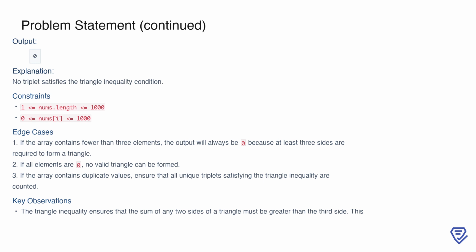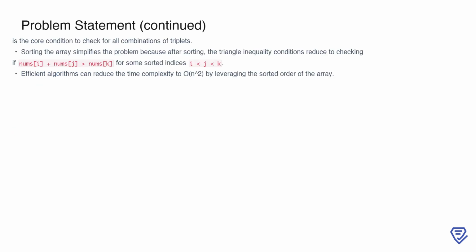Beyond examples, we also need to consider constraints and edge cases for this problem. The constraints for this problem are as follows. The length of the array can range from 1 to 1000, and each element in the array can range from 0 to 1000. Key edge cases include arrays with fewer than 3 elements, which will always result in 0 because a triangle requires at least 3 sides. Similarly, if all elements are 0, no valid triangle can be formed. Duplicate values in the array must be handled carefully to ensure all unique valid triplets are counted.